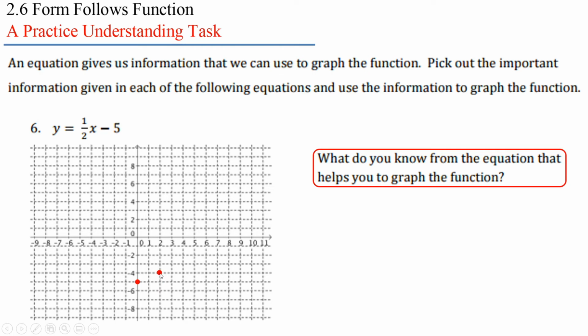And now, is this continuous or discrete? Well, this is an equation, y in terms of x, so that's implied that it would be continuous. So let's just break out our rulers and draw a solid line through those 2 points. And there's the graph.